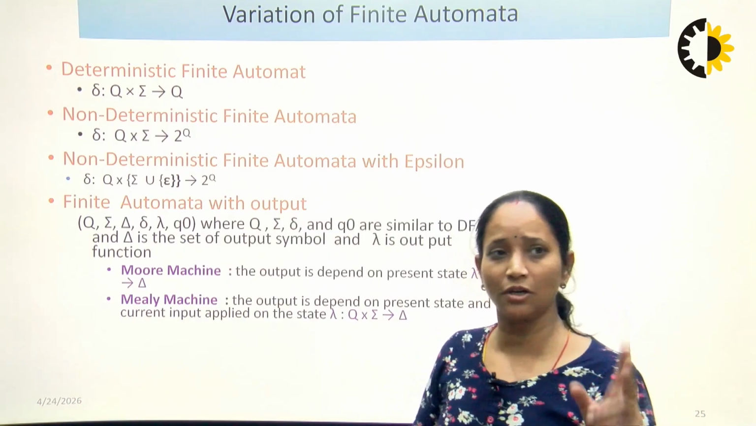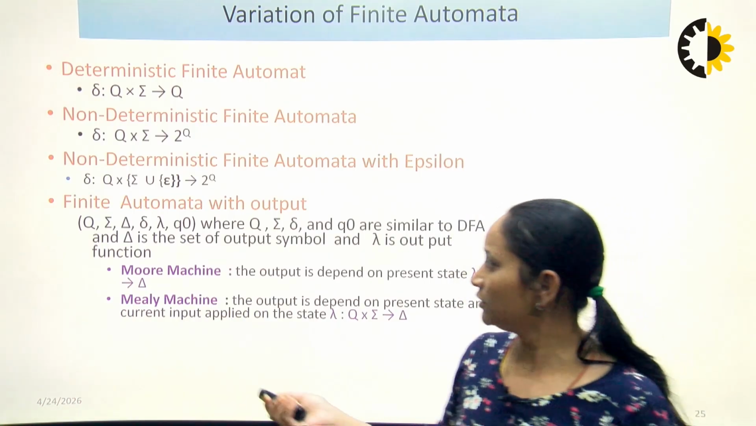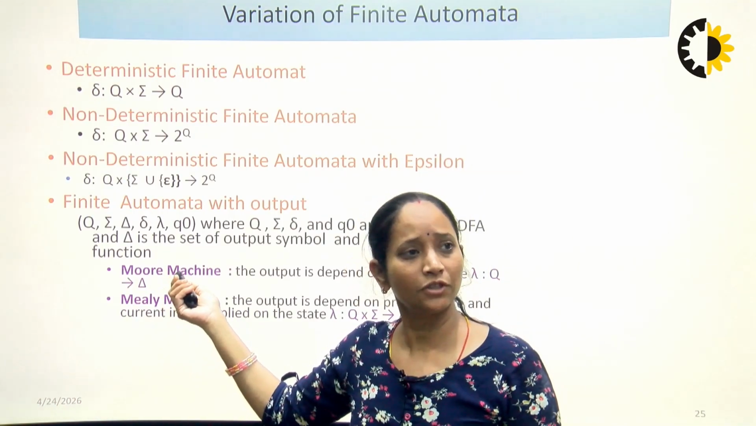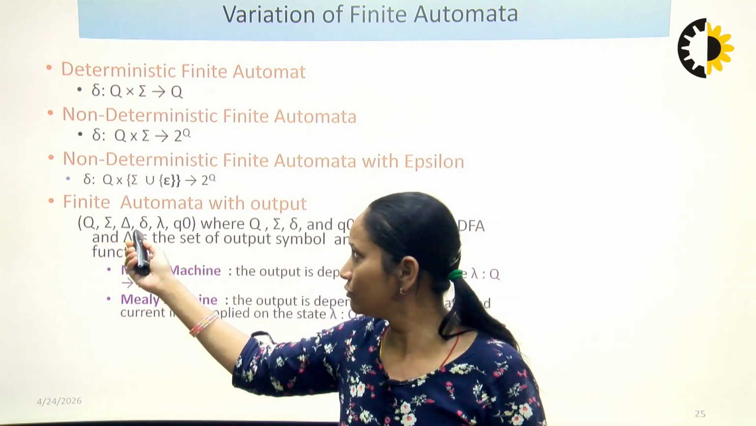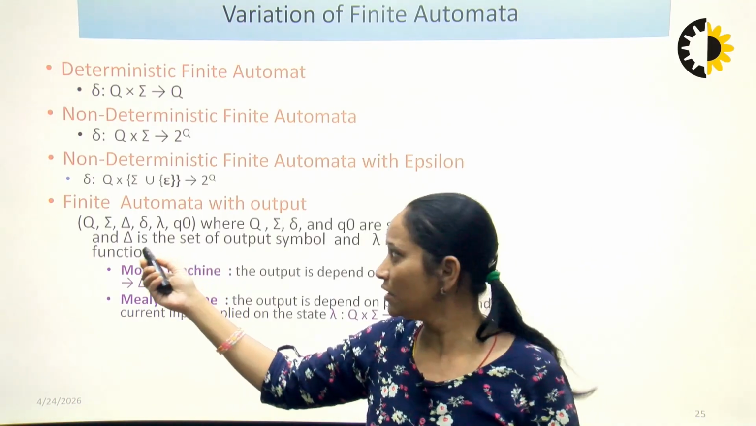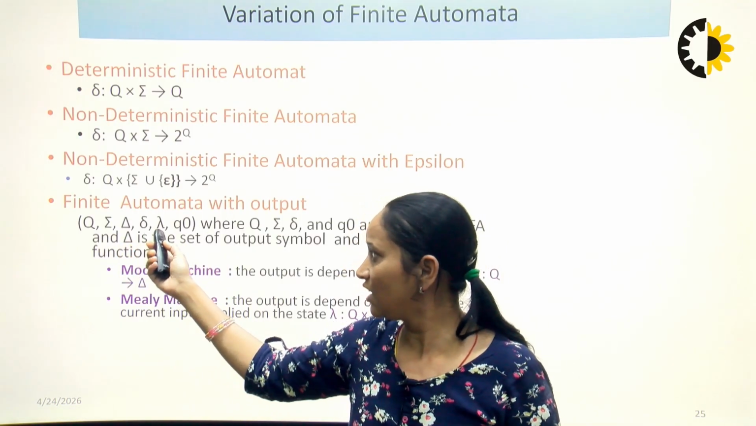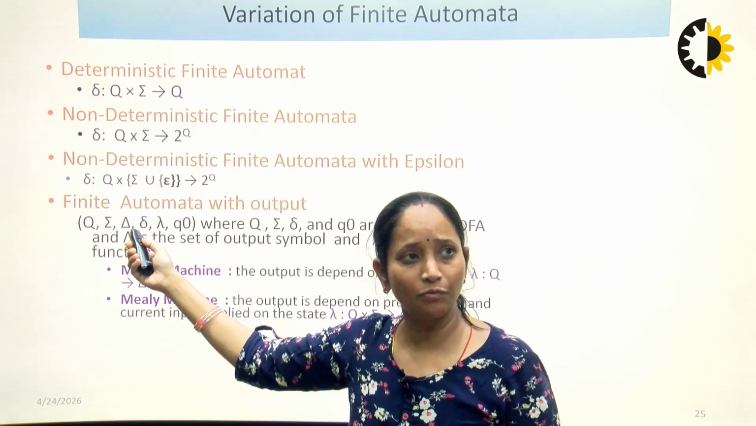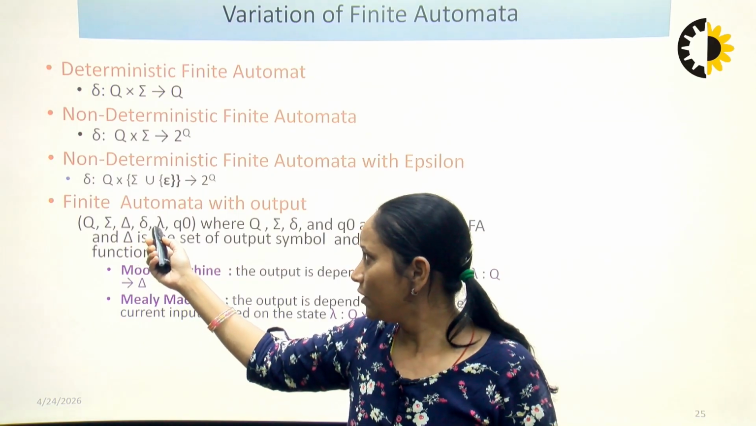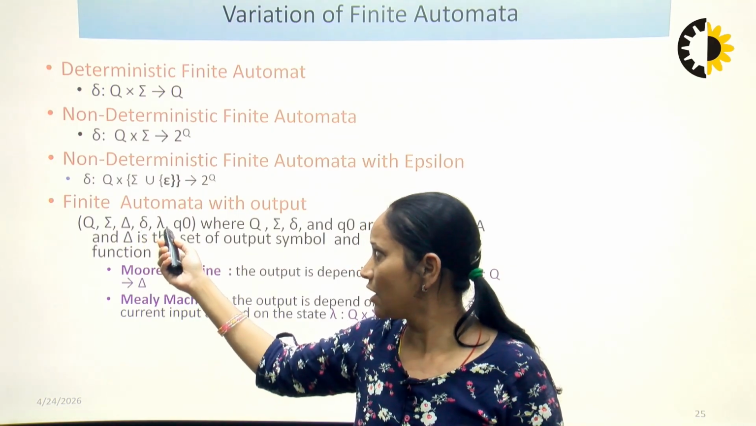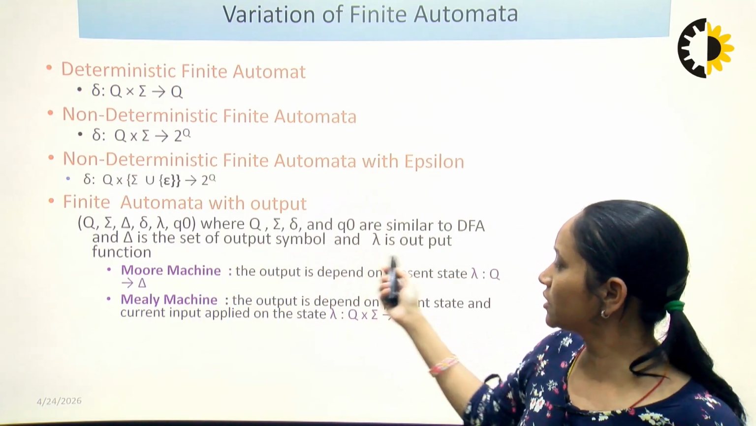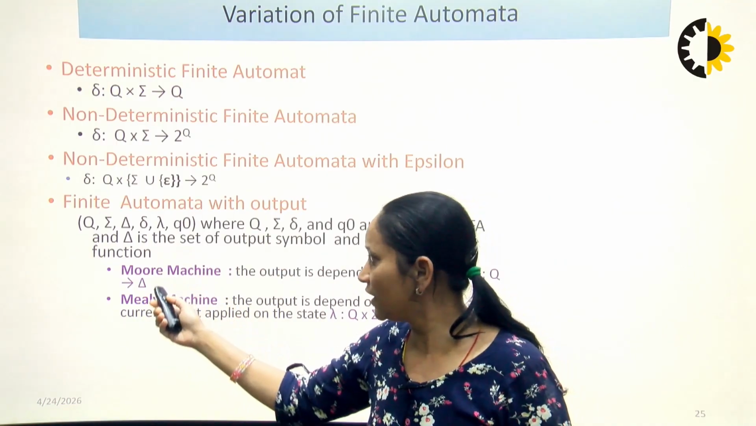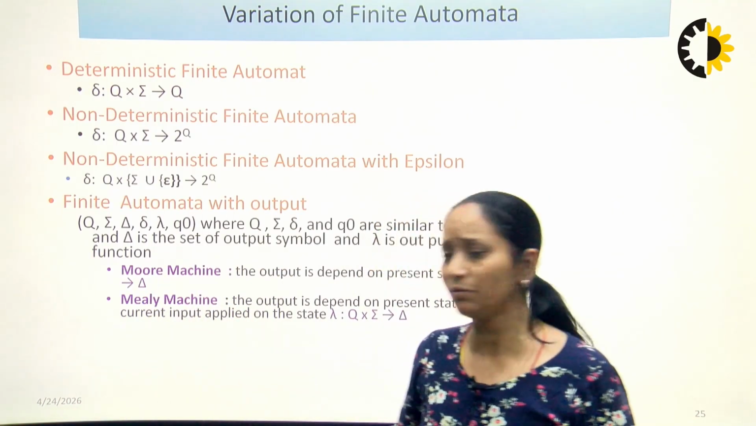There are two variations of finite automata with output, that is the Moore machine and the Mealy machine. It is a combination of 6 tuples: Q, Σ, Δ, where Δ is the output alphabet, δ is the transition function, and λ is the output function mapping. These are all the 6 tuples defined here, and it is divided into two types of machine, that is the Moore machine and the Mealy machine.